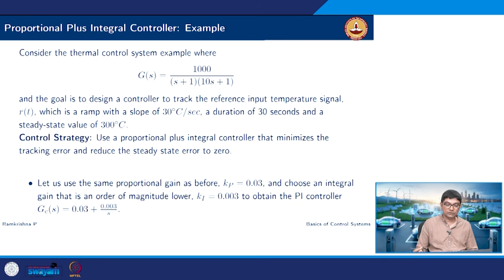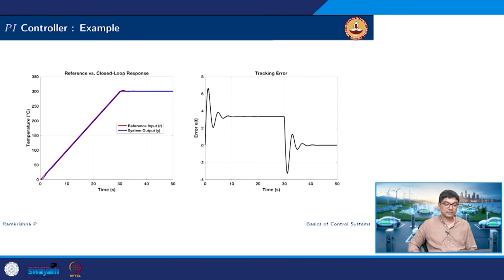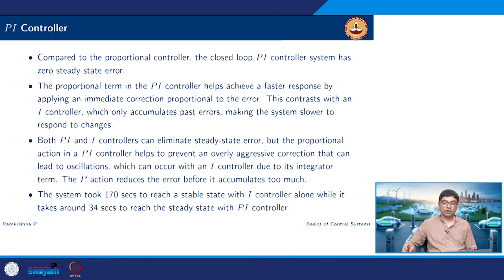Okay. Now, I just go back to the same example. I have a controller of the form 0.03 plus 0.03 by s, and I see something nice happening. From the reference till the output, everything is fine except a very small overshoot, which is tolerable. Now, what have we observed? Compared to a proportional controller, the PI control system has a 0 steady state error.